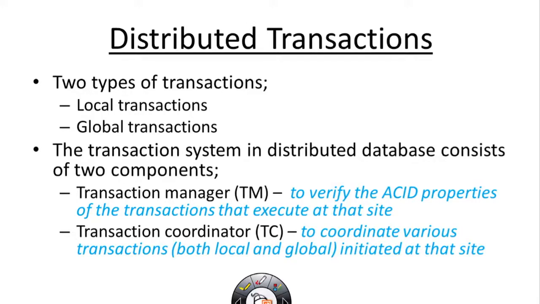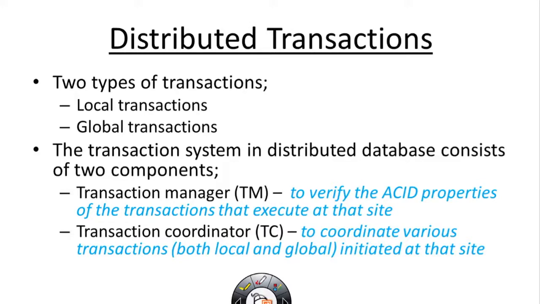Now the question is, how do we achieve this? How are we able to handle these local transactions and global transactions? For this, the transaction subsystem in a distributed database consists of two components. One is the transaction manager, and the other one is the transaction coordinator. We have a transaction manager in each site.